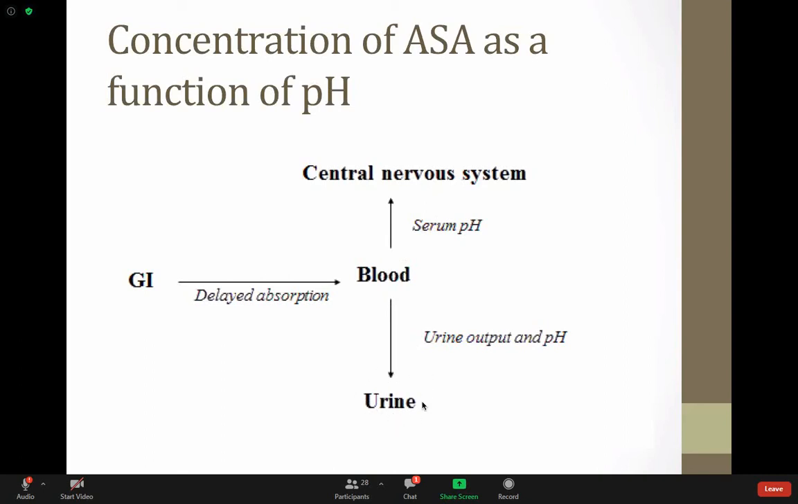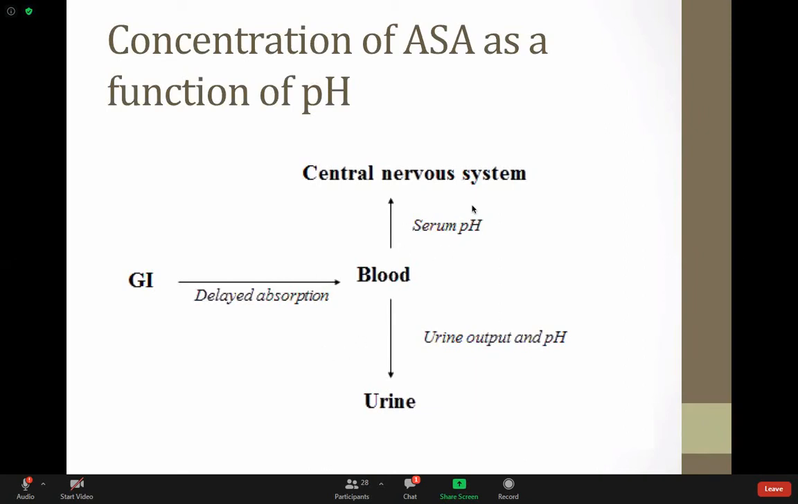When the urine is alkalinized, when the urine pH is more than, usually we want it more than 7, about 7.5 or 8, then the aspirin is trapped in the urine because it has a charge. It cannot cross the renal tubules and go back to the blood. It will get excreted in the urine. And that's why we give sodium bicarb in aspirin overdose.